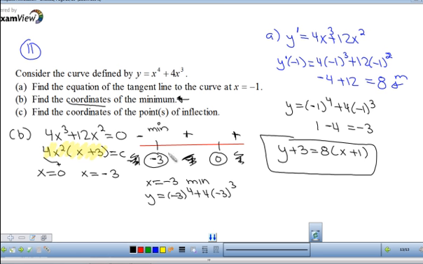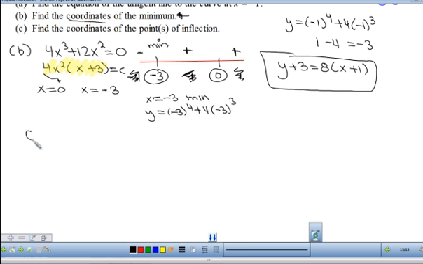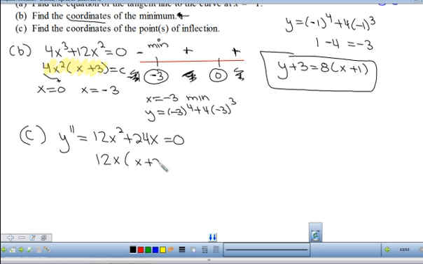Okay, to find the points of inflection, I need to find the second derivative, which would be 12x squared plus 24x, and set it equal to 0. So I'm going to factor out a 12x. That will give me x is equal to 0 and x is equal to -2. So once again, to find the points of inflection, I'm going to do a number line. And I'm going to check -2 and 0.